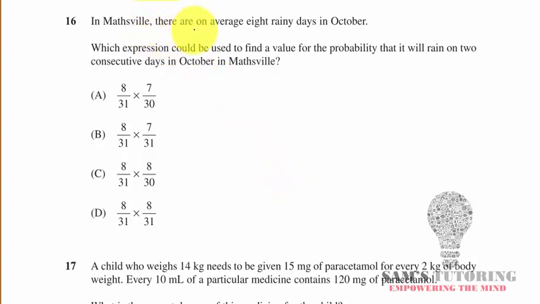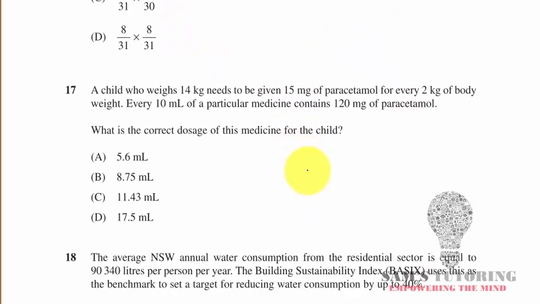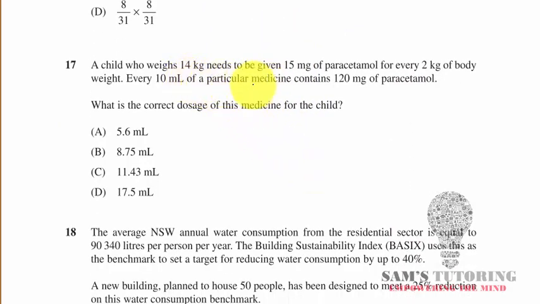In Mattsville, there are on average 8 rainy days in October. Which expression could be used to find the probability that it will rain on 2 consecutive days in October? So there's 8 rainy days. The probability of the first rainy day would be 8 out of 31. If a rainy day has already occurred, how many rainy days are left? Out of 30 days. So the answer is A. Let's do this one. This one is a hard one as well sometimes.